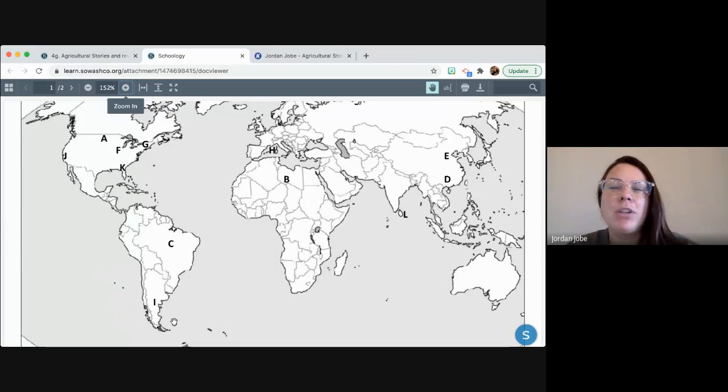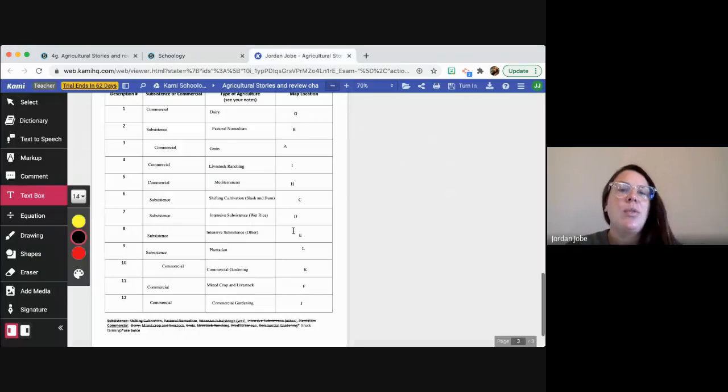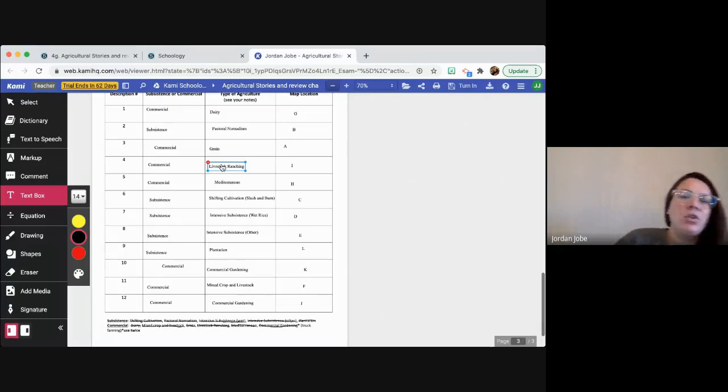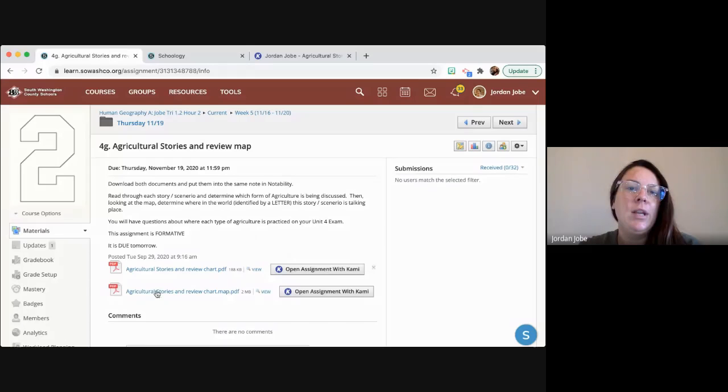So there are questions on your Unit 4 test that directly relate to the map location and the type of agriculture in this assignment. So it's important that you have this information down. Questions? Okay, again, turn in your completed chart to the agricultural stories and map review assignment. You will get points for submitting the completed assignment.